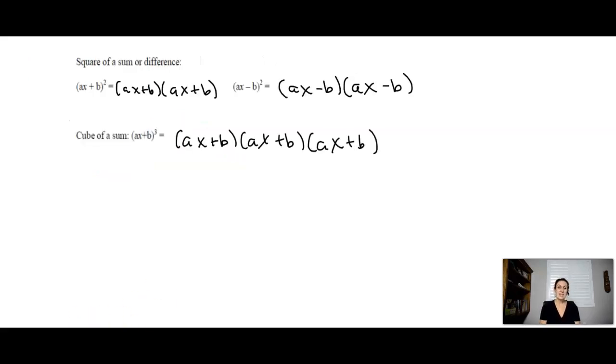Looking at the square and sum of differences, be careful. If you have ax plus b quantity squared, you actually have 2 of those. So a lot of kids will just square the first term and just square the last term, and they forget the outside and the inside. So be careful. It's going to be first times first. So ax times ax is a squared x squared.